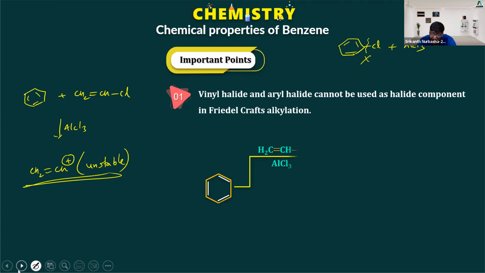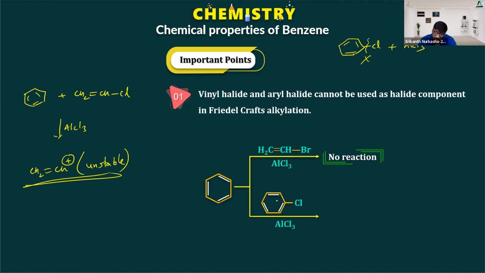So benzene treated with CH2 double bond CHCl and AlCl3, no reaction. Or PhCl and AlCl3, again no reaction. This is a point which you need to understand, because vinyl and aryl halides will not form stable carbocations.